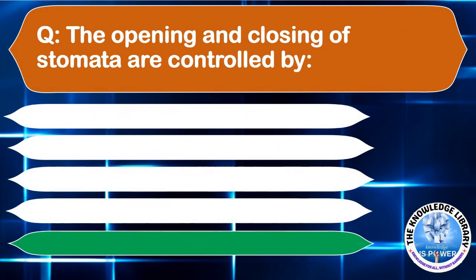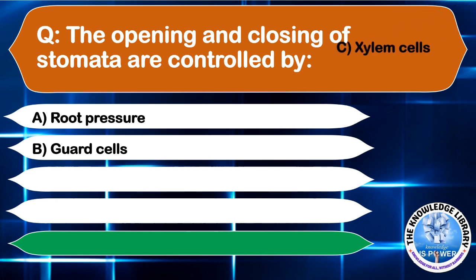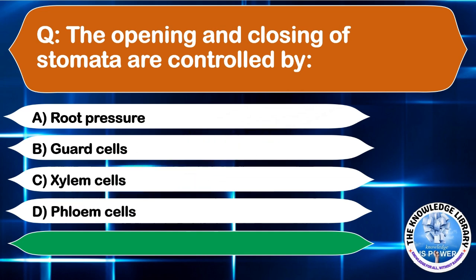The opening and closing of stomata are controlled by option A, root pressure. Option B, guard cells. Option C, xylem cells. Or option D, phloem cells. The correct answer is option B, guard cells. Moving to the next question.